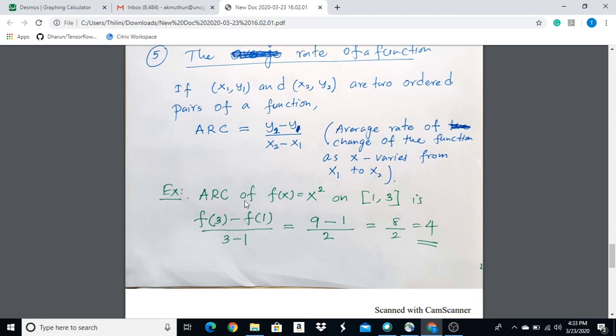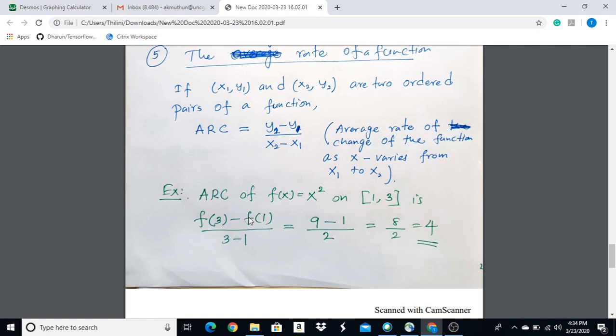So let's see how we can apply this to a real function. Here's an example. Let's say we want to find the average rate of change of a function f, which is x squared, on the interval 1 and 3. So this interval represents our x1 and x2. x1 is 1, x2 is 3. So I want to find how much this function changes, the average rate of change, when we change x from 1 to 3.